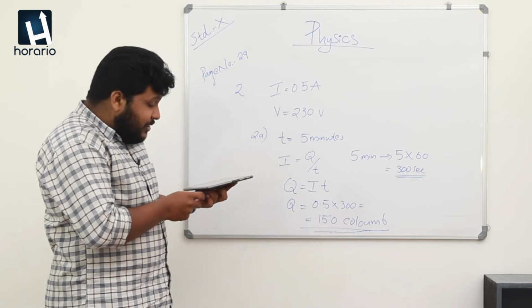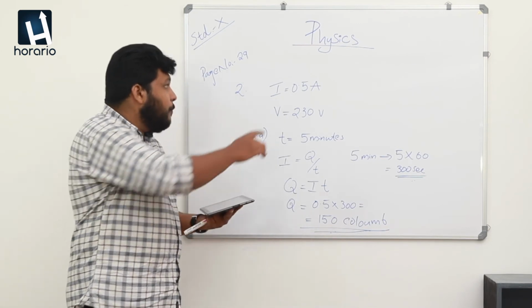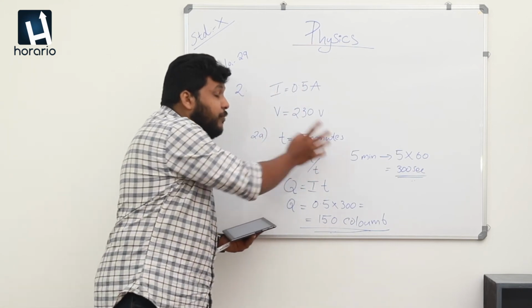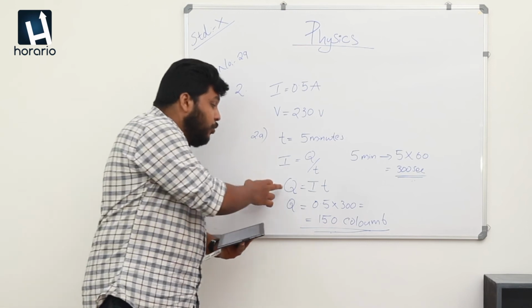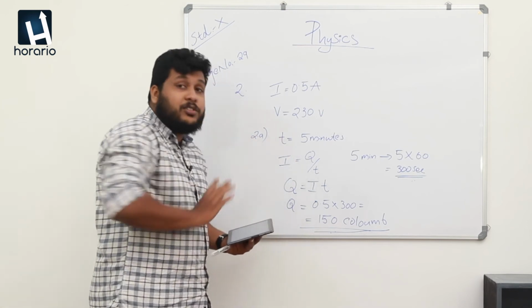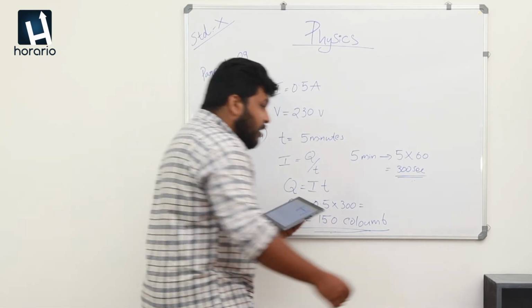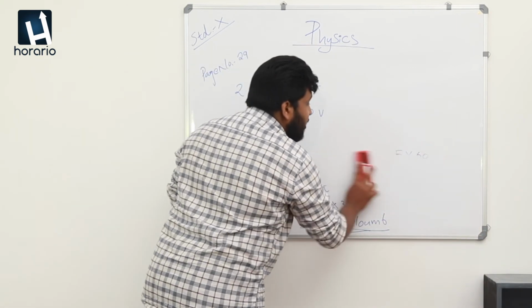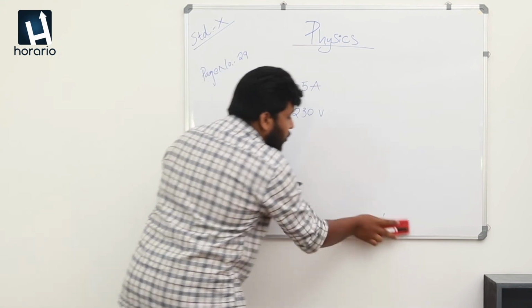Okay, what was the condition given in that question? The 0.5 ampere current is flowing through the circuit for a time of 5 minutes. What is the Q here? And the Q here is solved like this. So there is a part B for this question. And student, please go through the B question.